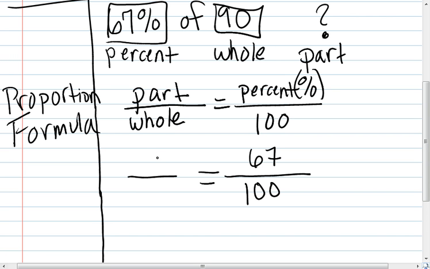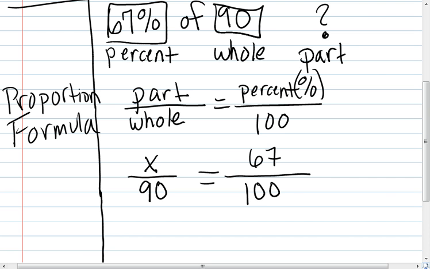And then on the left side, we don't know the part, so we can put a question mark, we can put an X, we can put an N, we can put a heart, we can put a smiley face. Whatever variable you like, does not matter. You can put a box, anything you want. I'm going to put an X because this is getting ready for algebra. And then your whole is 90.